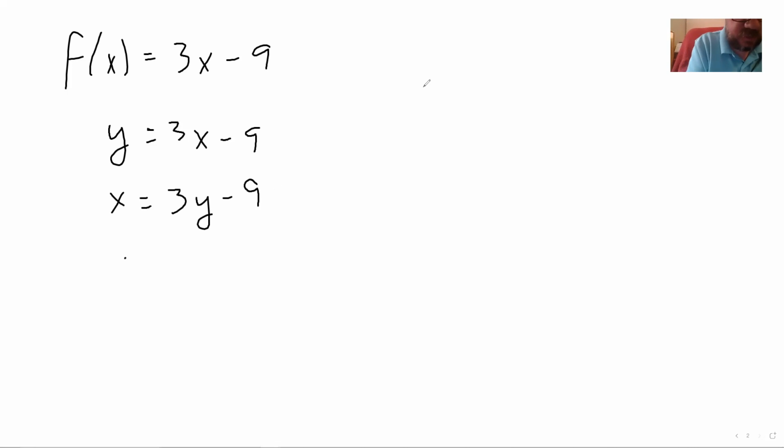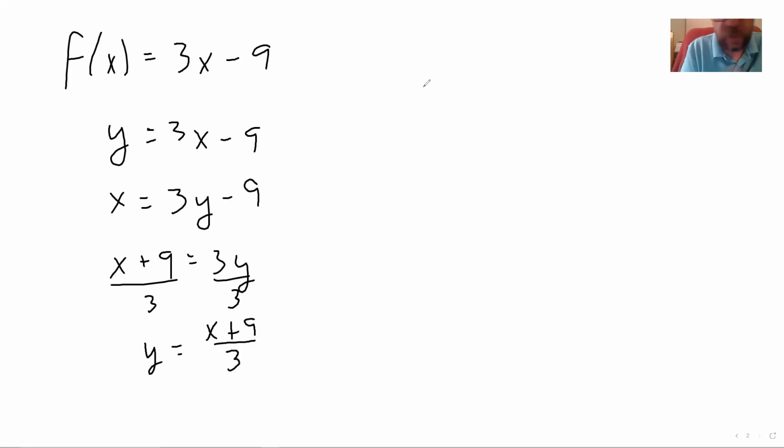So add 9 to both sides. Divide by 3. I'm going to turn it over so it's y equals instead of something equals y. There you go. We could rewrite this if we wanted to. I could split this up into x over 3 plus 9 over 3, which is 3. I'll write it in a couple steps. But in all honesty, I would probably stop here, especially for inverse purposes.